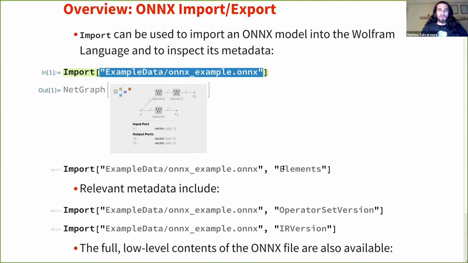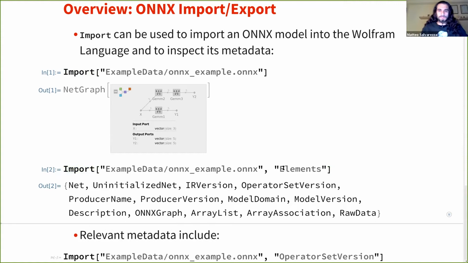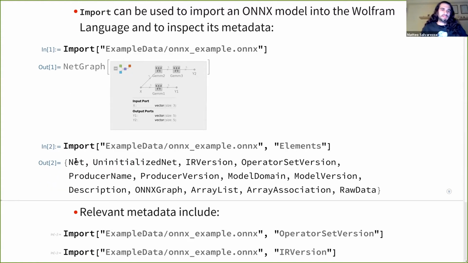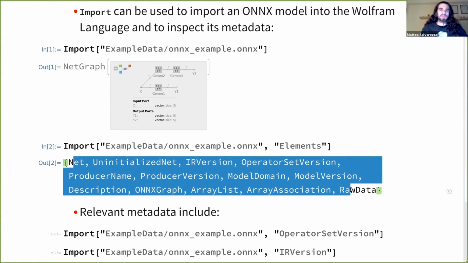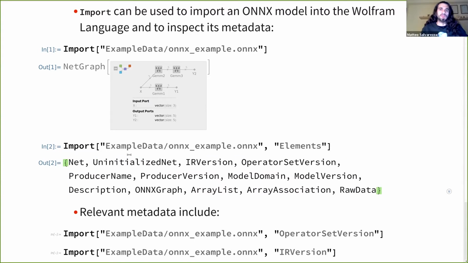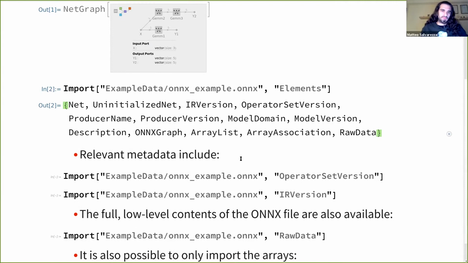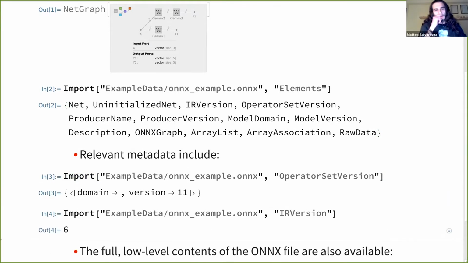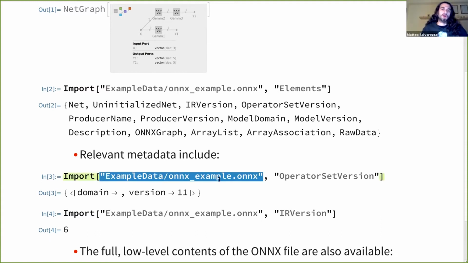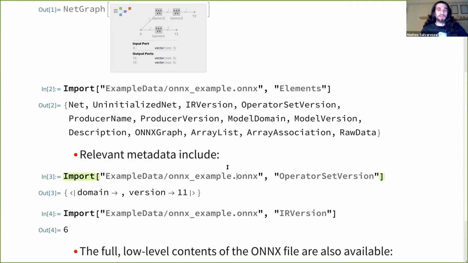Besides importing ONNX elements, some metadata can also be inspected and imported through these import properties. There are several of them, but the most relevant metadata are the operator set version and the IR version, which are the two versioning systems that ONNX uses to represent and to version their specification.